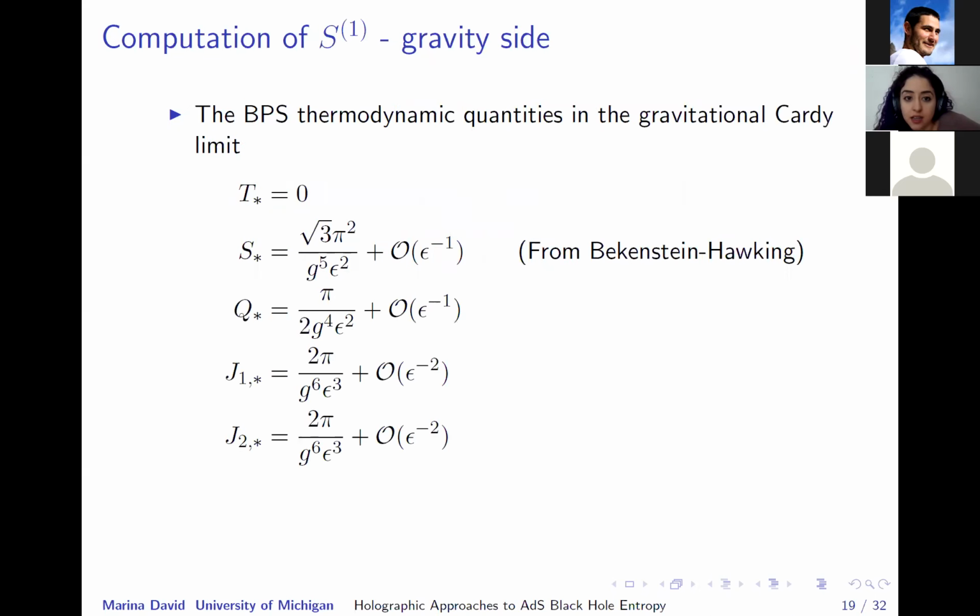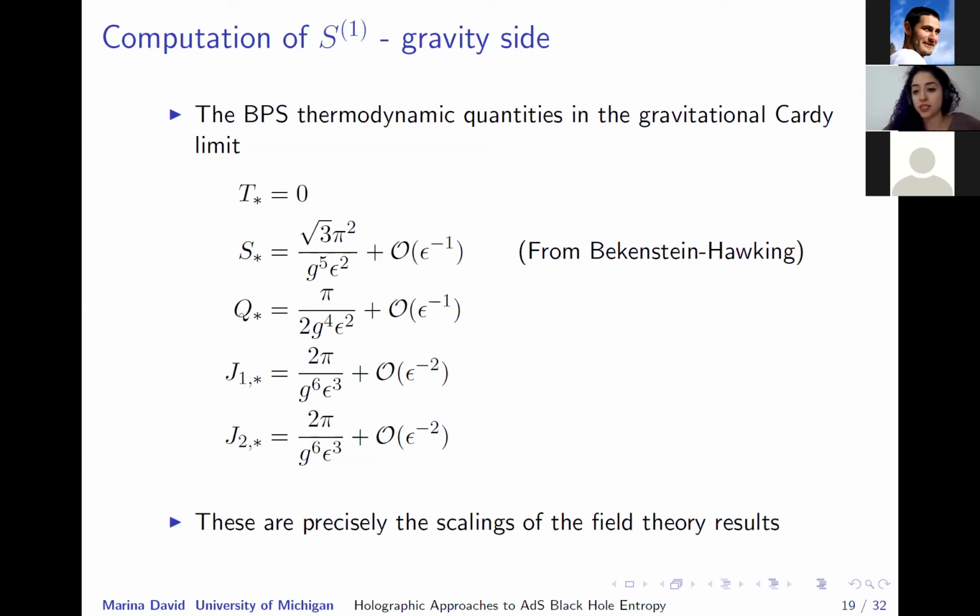So now I can take this gravitational Cardy-like limit and impose it on the thermodynamic quantities to see if the scaling that we expect is indeed there on the gravity side. Like I mentioned, the entropy is 1 over epsilon squared, and you can see here that when we impose the Cardy-like limit, you do get 1 over epsilon squared for the Bekenstein-Hawking entropy. So this is the precise scaling that we find on the field theory side.